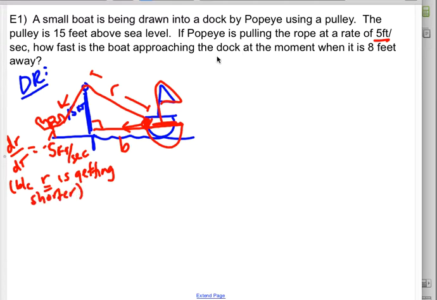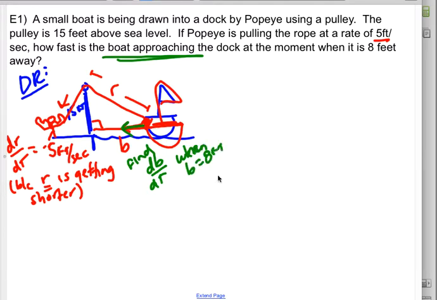And the thing I'm being asked to find is how fast the boat is approaching the dock. That's this. So that's going to be dB/dt, right? So we're asked to find dB/dt when B is 8 feet, when the boat is 8 feet out from the dock. So that's my diagram and my rates.